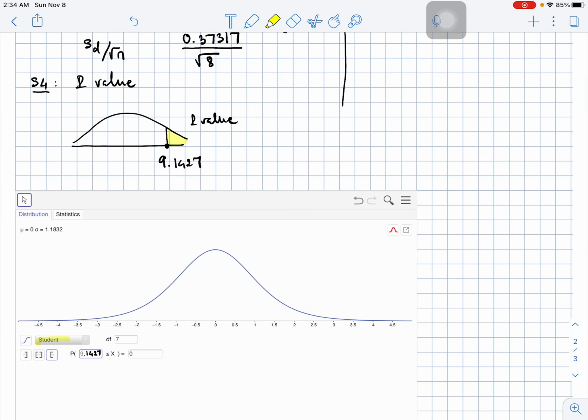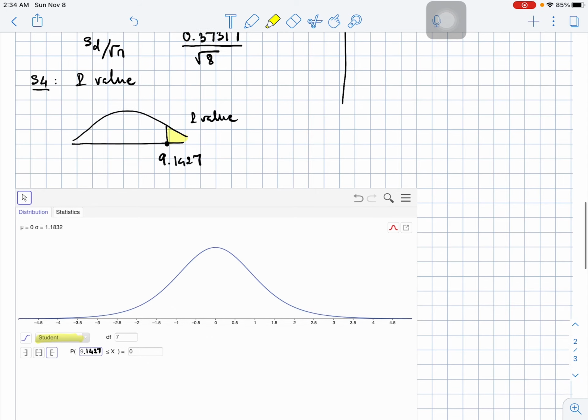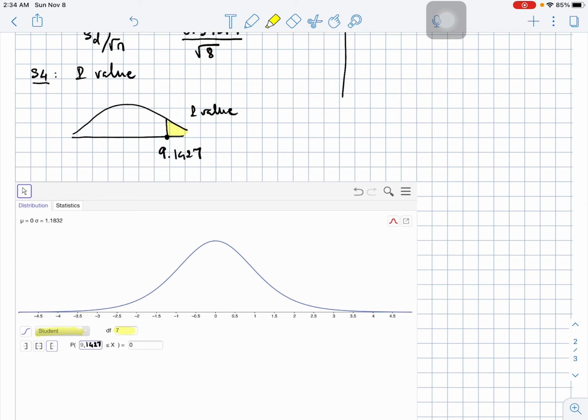I make sure that it is the T, the Student distribution, because we are using T in step number 3. The degree of freedom is 7, and the number that I put is 9.1427 in the parentheses, and the very last number 0 is the area, and that is the p-value. The p-value in this problem is 0.